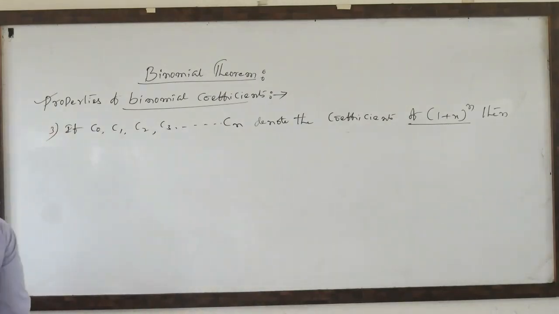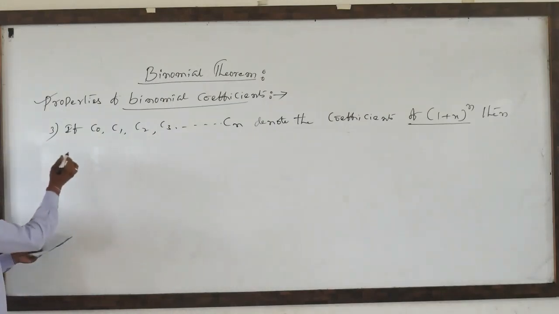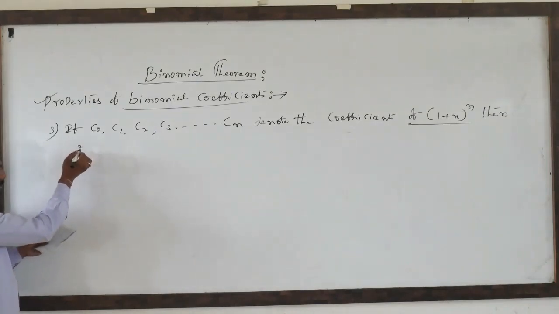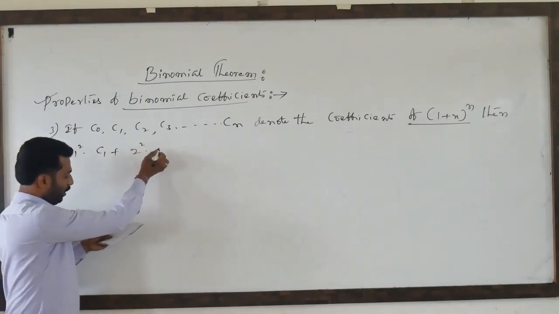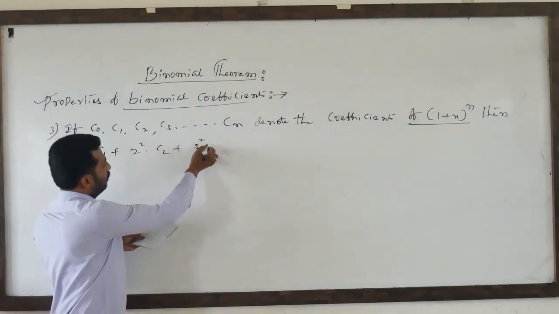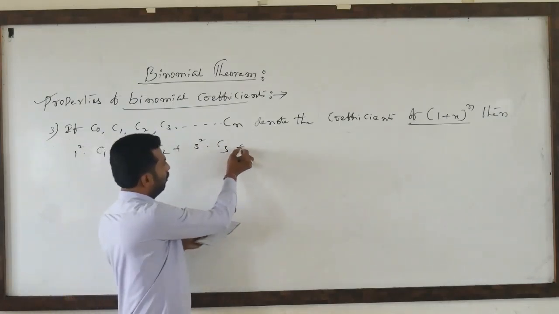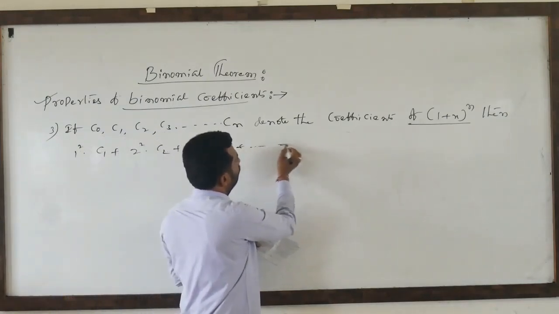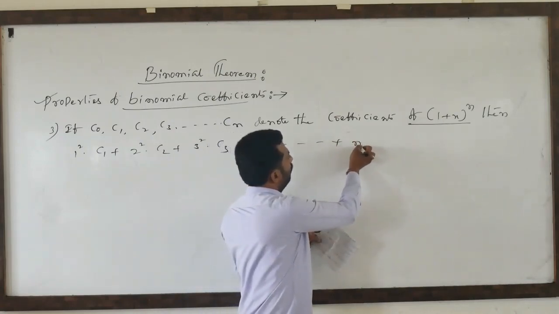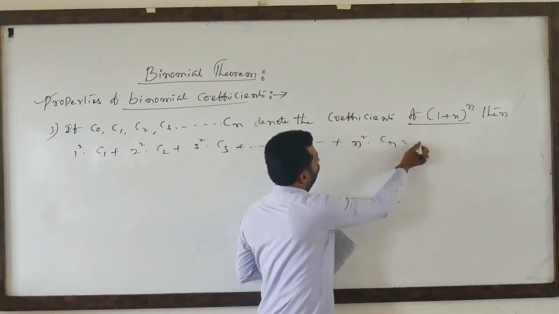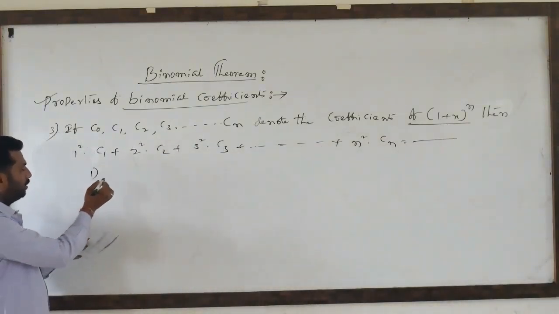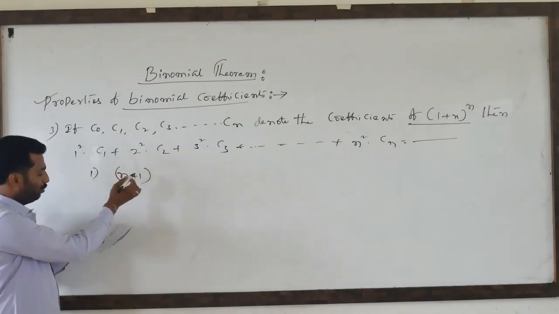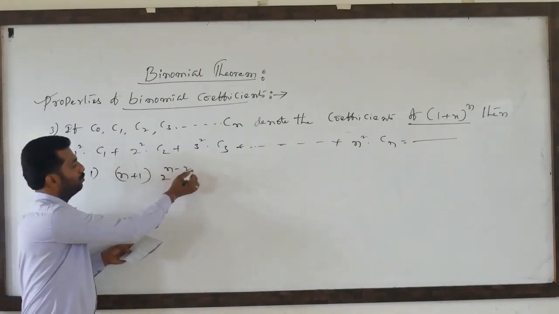If C0, C1, C2 are the binomial coefficients of a binomial expansion like that, observe 1 square into C1 plus 2 square into C2 plus 3 square into C3 plus and so on, n square into Cn. What is the value they are asking? You observe 4 options. The first option is (n plus 1) into 2 to the power (n minus 2).